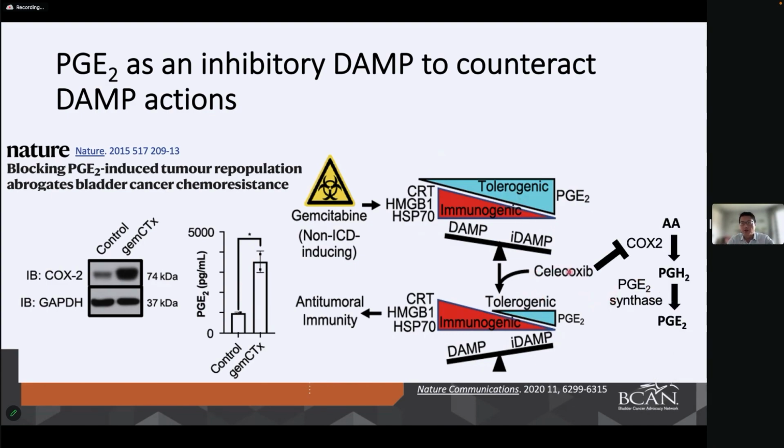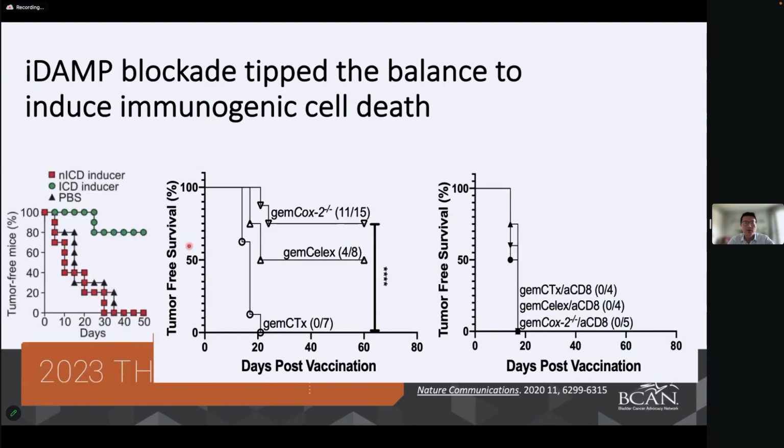So we use a drug that can block COX-2, and most recently we also use a downstream drug that blocks the receptor for PGE2, the EP2 and 4 antagonist, as a functional drug to block this pathway. What we found is that by blocking this pathway using drugs or a genetic background, we can convert a non-immunogenic drug, gemcitabine, into an immunogenic drug.